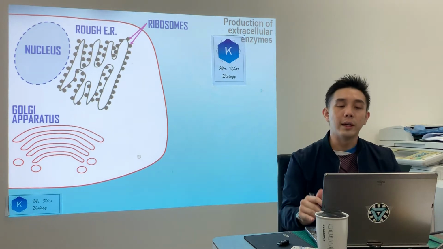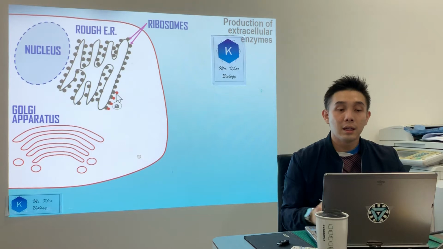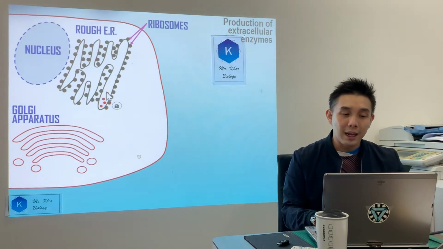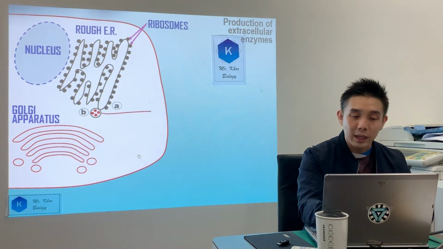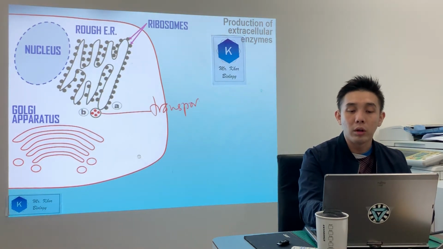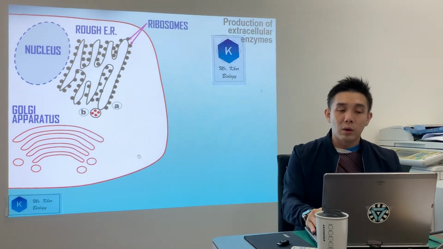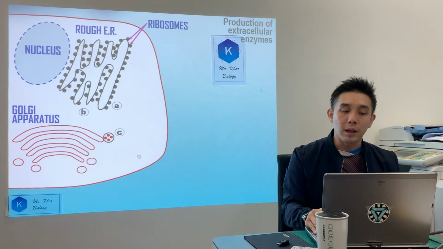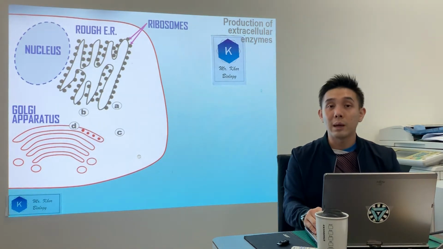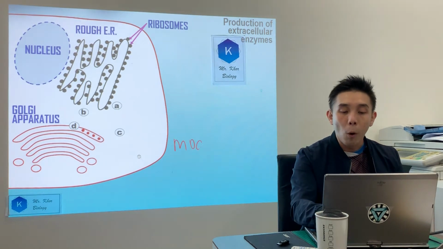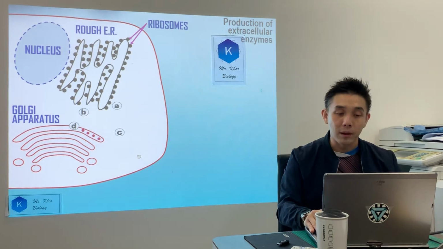Okay, let's start. First point, ribosomes synthesize protein. Protein enters rough ER and is packed into a transport vesicle. Transport vesicle will carry protein to the Golgi apparatus. Okay, guys, what happens here? It is modified. Protein is modified to become enzymes.